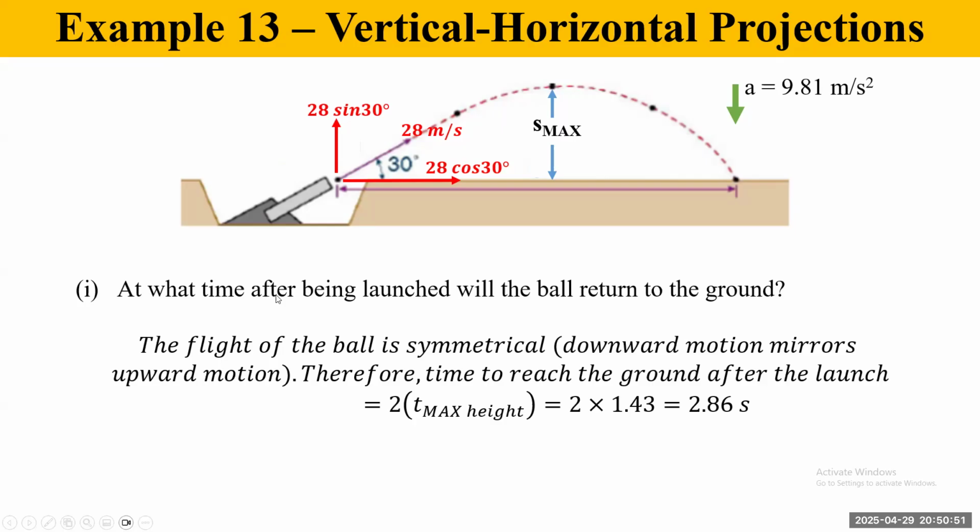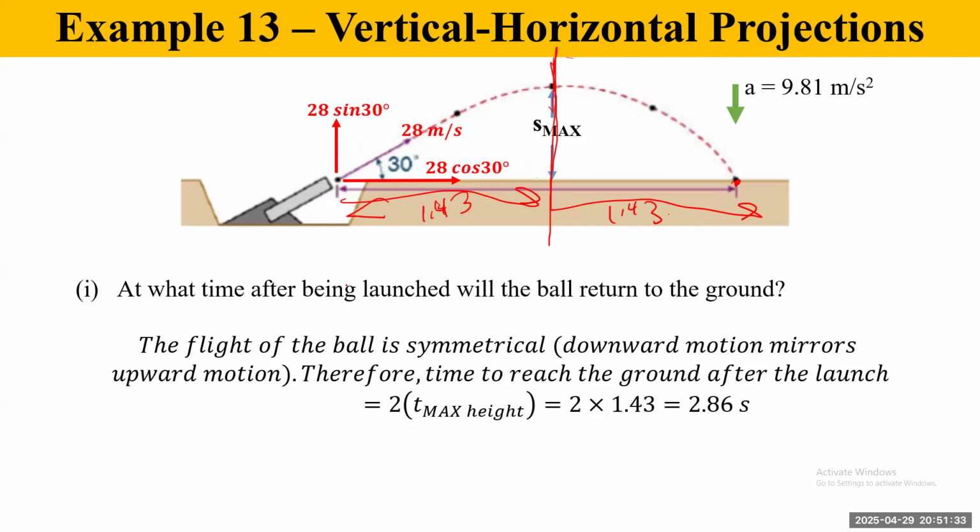All right. It says, at what time after being launched will the ball return to the ground? Now, the flight of the ball, in this case, is symmetrical. Whatever happens in the first half here is the same thing happening over here. Just like when we tell you the problem is symmetrical about the center. So if you double the maximum height time of 1.43, this is also 1.43 to bring it back down to 0. So it's double. That is the time of flight.